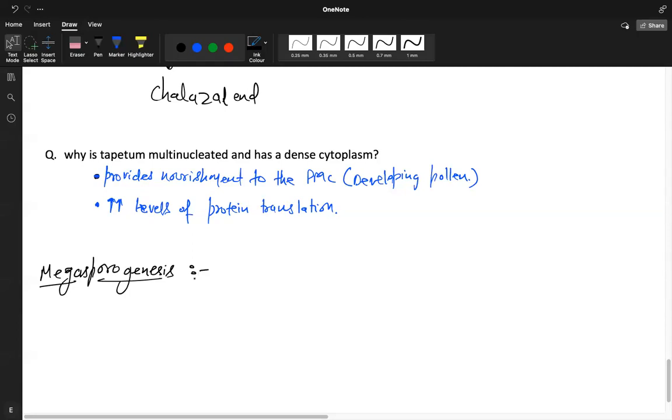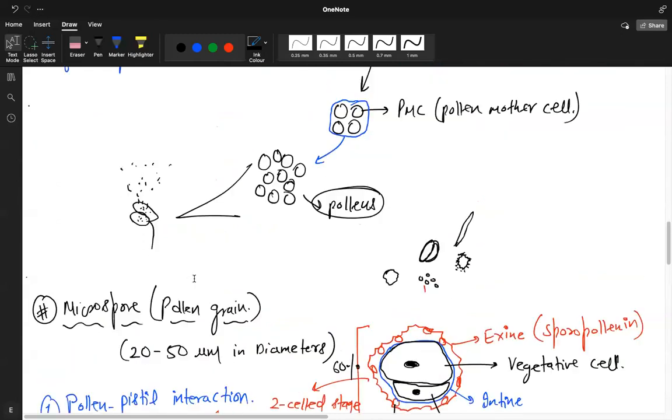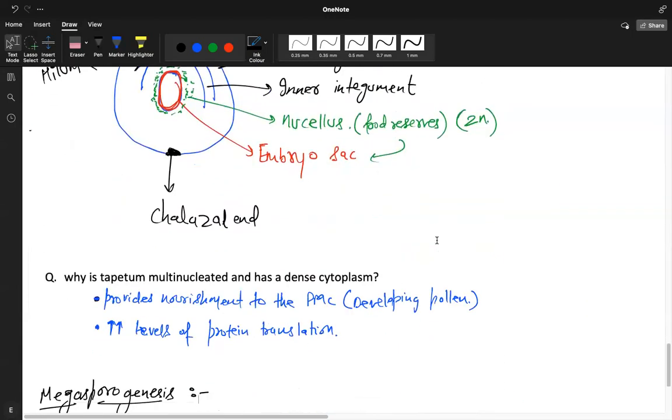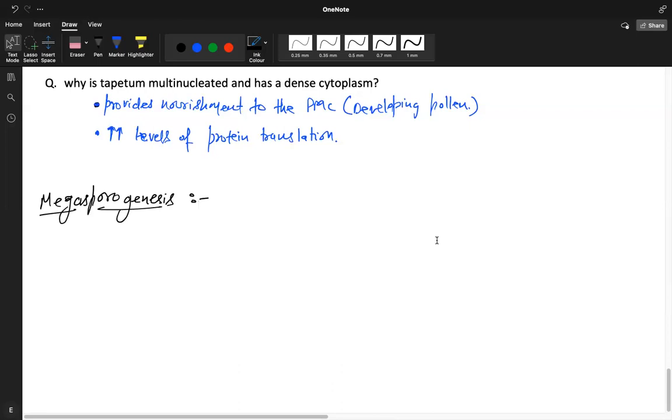So in a tetrad, remember I told you about the tetrad? What was the tetrad called? Microspore tetrad. So each cell in the microspore tetrad becomes a pollen mother cell and then becomes a pollen. But if you remember, in humans also, at one time, how many ova were produced and released? Were they multiple? No, only one. Just one, right?